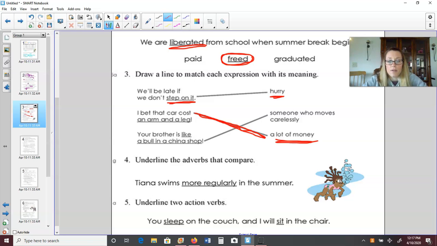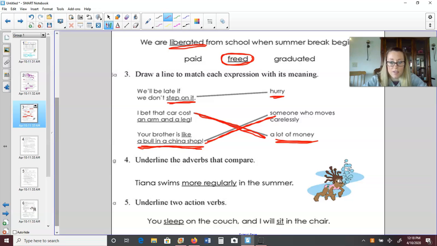And your brother is like a bull in a china shop. Well, if you know anything about bulls, they're pretty rambunctious. They buck and they go crazy. And also a china shop means there's a lot of breakable items. So if he's a bull in a china shop, it means that he's moving carelessly. He maybe is bumping into things and, I'd be worried things are going to get broken.